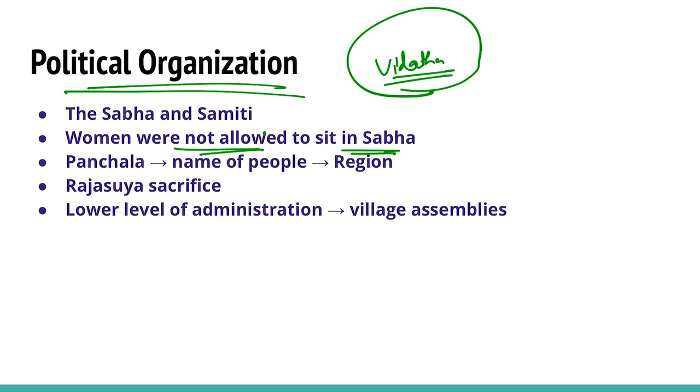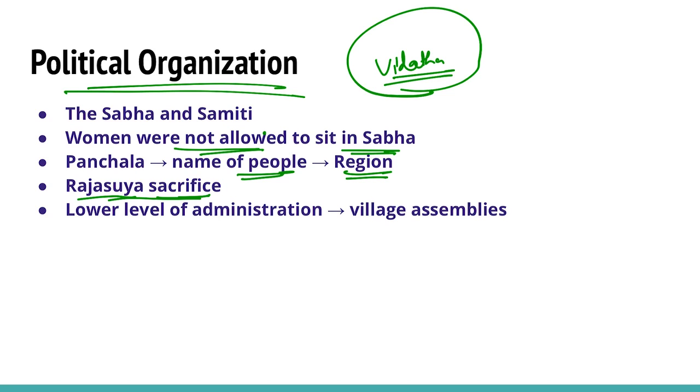For example, at first Panchala was the name of a people, and then it became the name of a region. The king's influence was strengthened by rituals. The king performed the Rajasuya sacrifice, and this was supposed to confer supreme power on him.